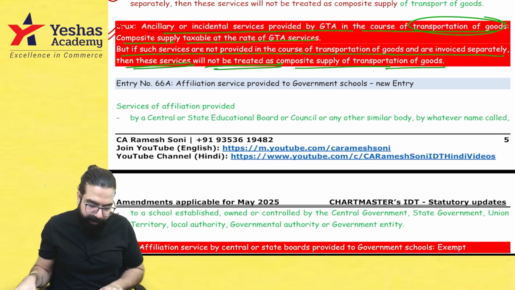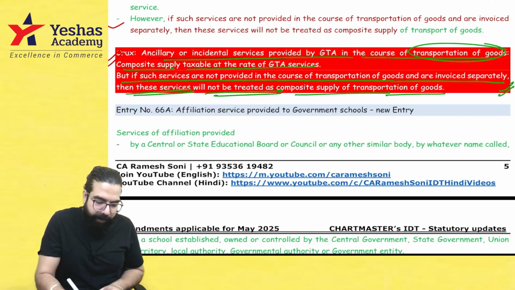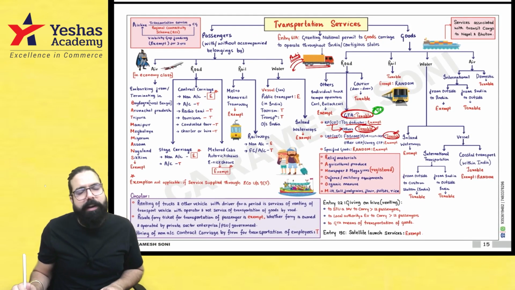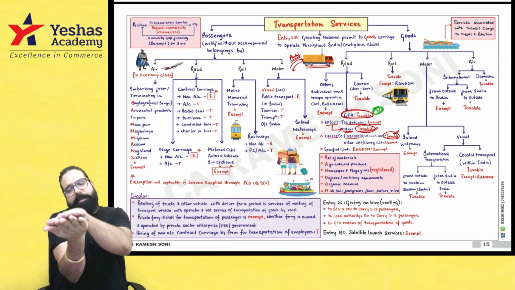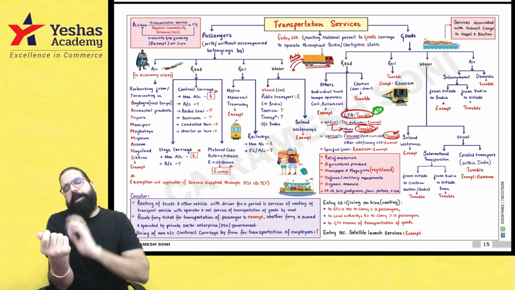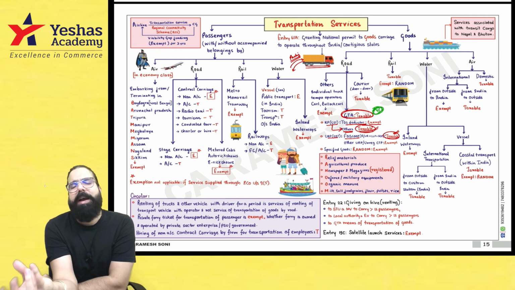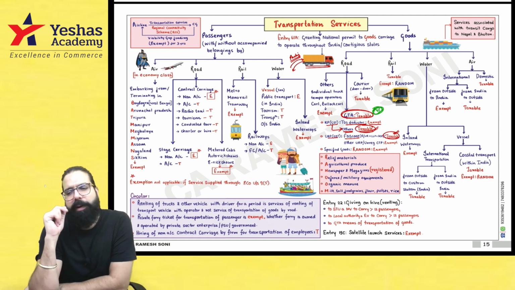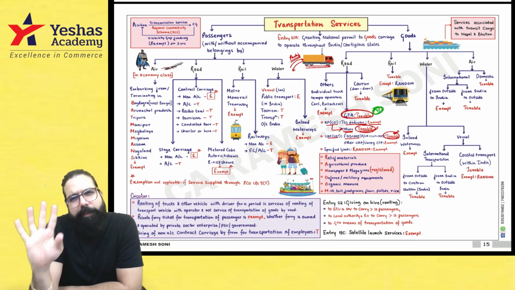I hope this point is clear to all of you. I want everyone to tell me, can we go ahead? GTA services, one small point, ancillary services provided along, taxable at the rate of transportation services. If transportation service is not provided, only this packing, unpacking services, etc. is provided, then it is not taxable at the rate of GTA services. I hope this point is clear. It's separately taxable, whatever rate is applicable.